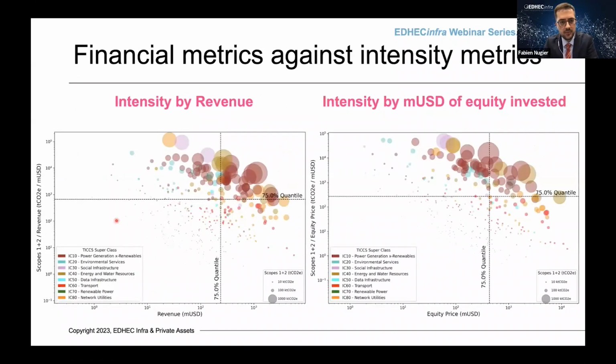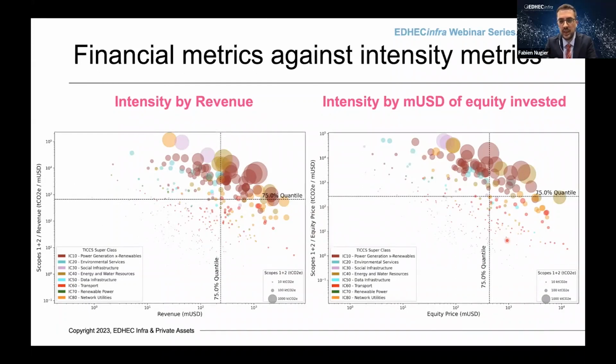Now, here, if you look at revenue against Scope 1 and 2 emissions divided by revenue, so the carbon intensity, the efficiency, if you want, of those assets, what you first see is logically from the bottom left to top right, you have more emissions. So naturally, you have bigger bubbles here because the bubbles represent Scope 1 plus 2 emissions. But what is interesting to notice, and on the right side, you have equity price, so the equity price and the intensity by equity price, basically more or less the same shape.